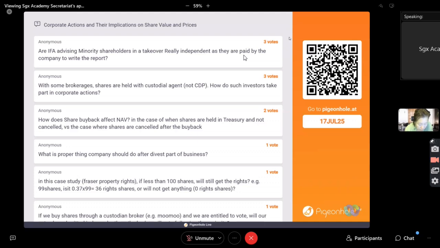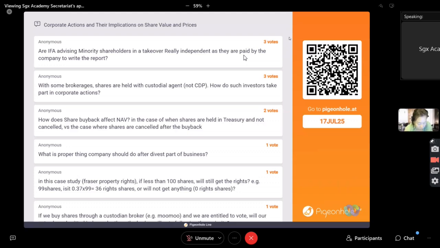If we buy shares through a custodian broker like Momo, we're entitled to vote. Our vote will be submitted independently. Yes, your vote will be counted independently as part of the group. So it doesn't mean that if you have 5 shares and you voted yes, and the other 100 shares that they hold under the Momo custodian voted no, you have to vote no with them. No, everybody is independent, so you don't have to worry.